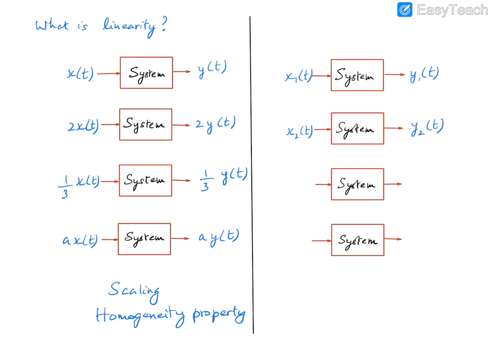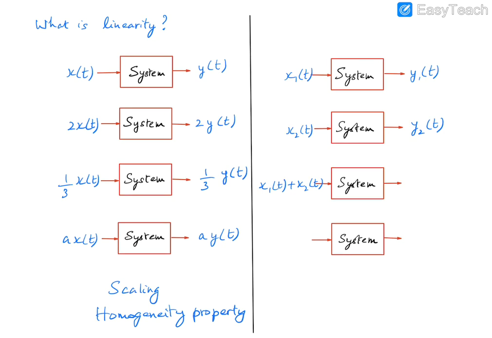Now what happens if the inputs are combined or added together? So let's say the new input is the sum of x1 and x2, so that's x1 of t plus x2 of t, then what would be the output of the system? If the system is linear, then the output in this case would be the sum of the individual outputs when x1 and x2 were applied. So it will be basically y1 of t plus y2 of t. So this is called the additive property.